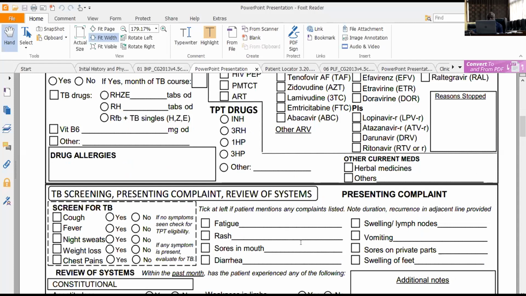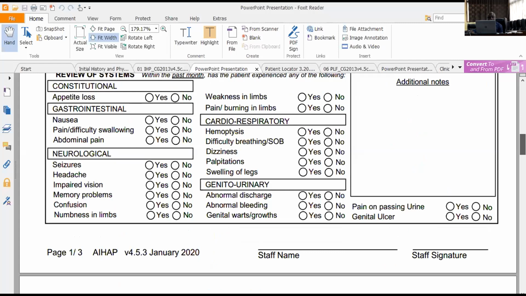Then you go into presenting complaints where there is fatigue, rash, sores in the mouth, diarrhea, swelling of the lymph nodes, vomiting, sores on private parts, and so on. And then you go into the review of systems, which are the same ones from constitutional, GI, neurological, cardiorespiratory, GU, and up to the last one. So now from there, you go into family planning.